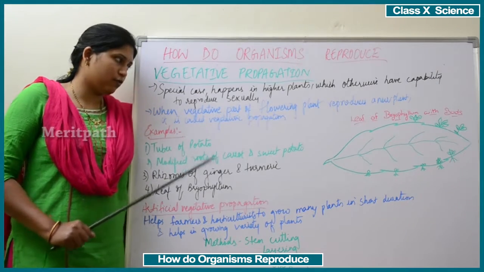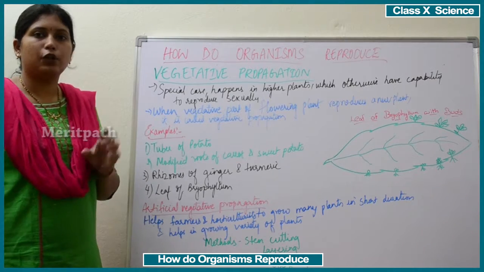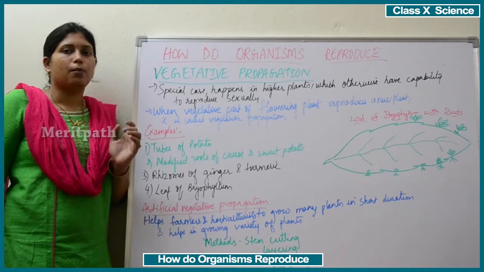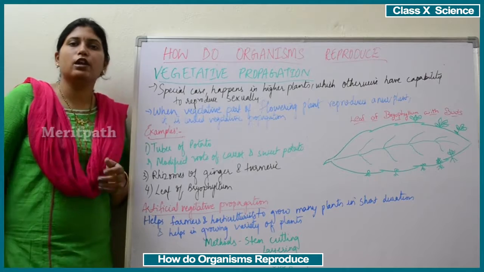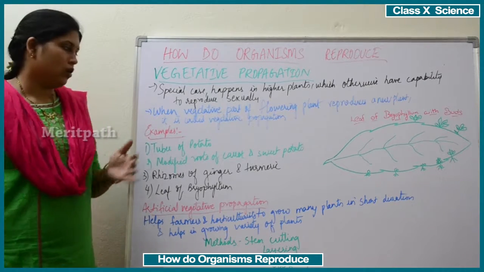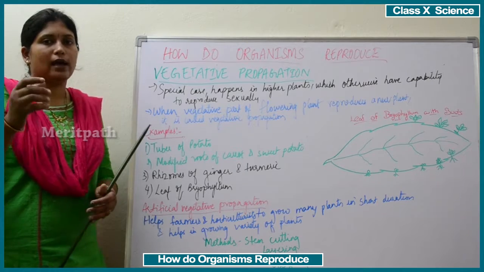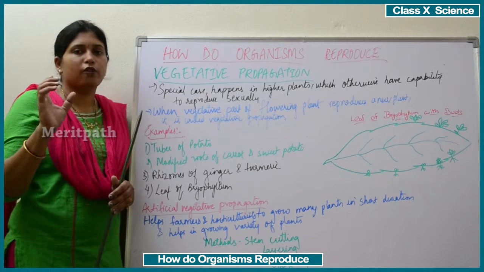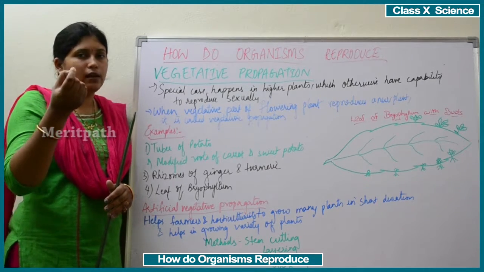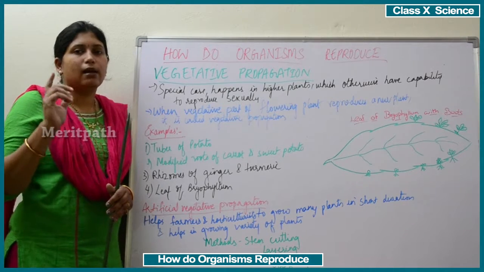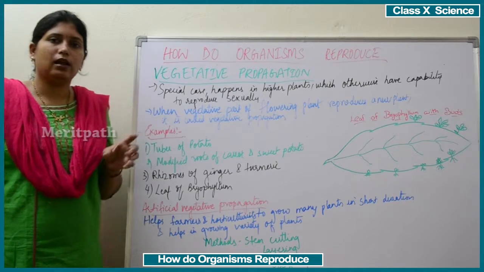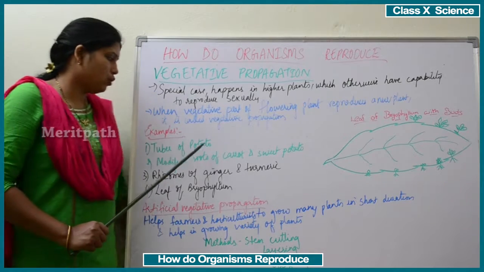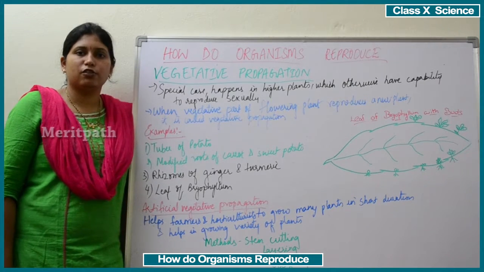So first is tubers of potato. So potato is nothing but a tuber, right? Potato grows under the ground, inside the soil. Potato is not a root. Potato is a modified stem only, which grows under the soil. A tuber of potato has eye-like structures. If you ever observe, a potato has small green outgrowths on it. Those are nothing but the eyes of the potato. So if you take those eyes and plant them in the soil, it grows into a new plant. So that is how the tuber of potato reproduces by vegetative propagation.